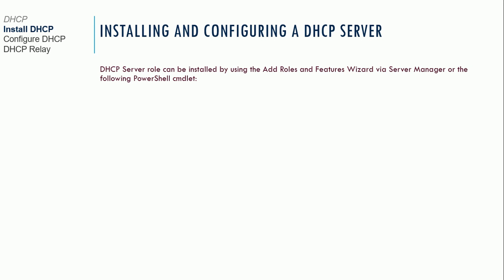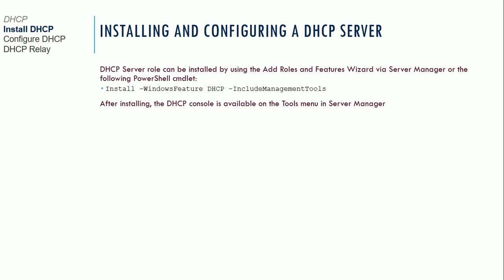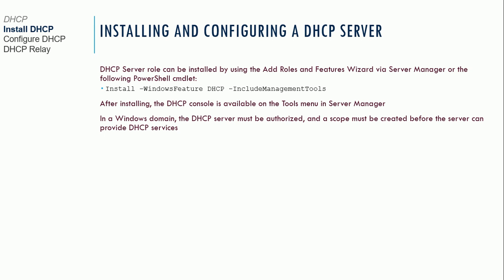So as far as installing a DHCP server, the DHCP server role can be installed in the Add Roles and Features wizard in the Server Manager, just like we've done with just about everything else. You can use PowerShell to do this as well, with a cmdlet. It's going to be Install-WindowsFeature DHCP, pretty straightforward. There's not a lot to configure here, but we'll talk about some configurations in the next slide deck. And after you install it, the DHCP console will be available in the Tools menu in Server Manager.